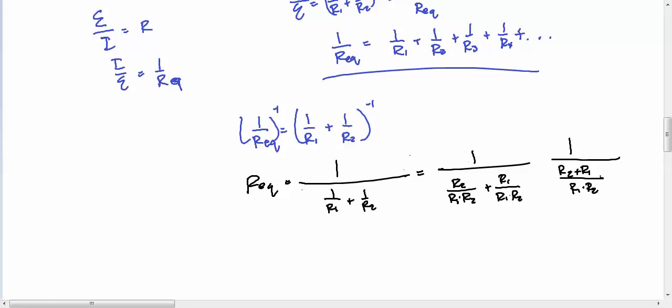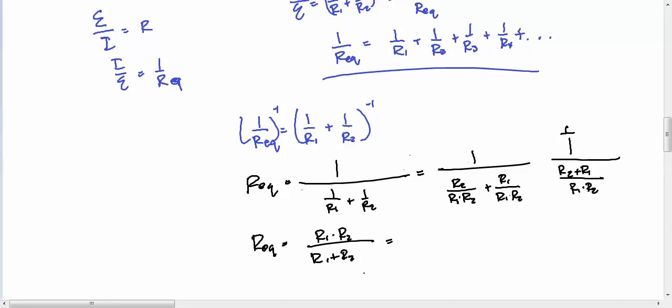Now what can I do? I have a fraction. 1 over 1 is not really a fraction, but I have a something divided by a fraction. When I have the fraction in the denominator, I can take that stuff in the denominator and flip it. So R equivalent, my friends, is really R1 times R2 over R1 plus R2. Let's check that. Let's pretend that we checked that.